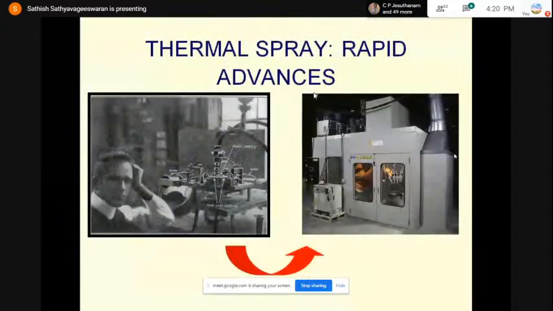Now we are going to discuss thermal spray coating. If you want to develop a coating with very good wear resistance, and if you want to develop a very thick coating, then normally people will go for thermal spray coating. So this is how the equipment will look.